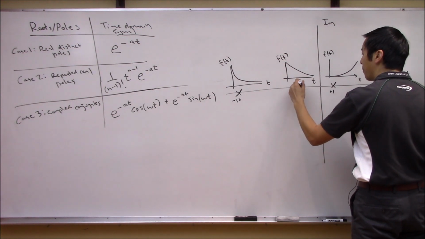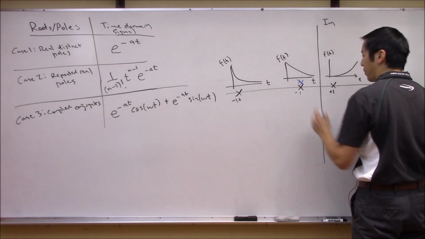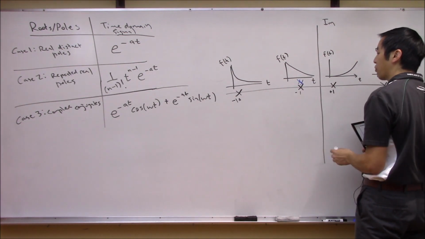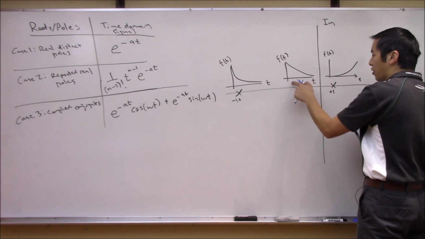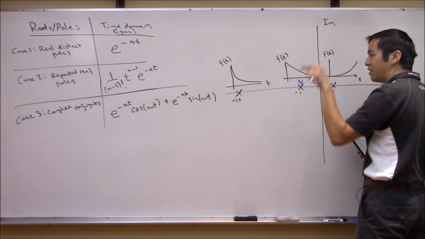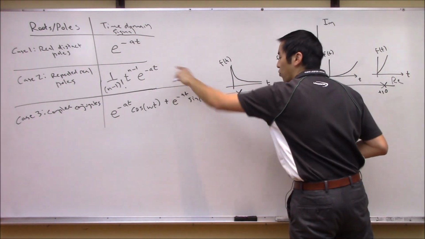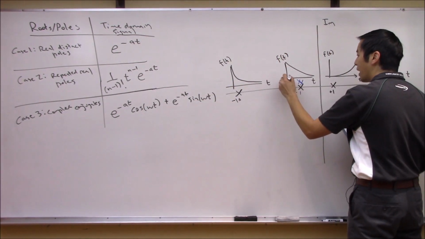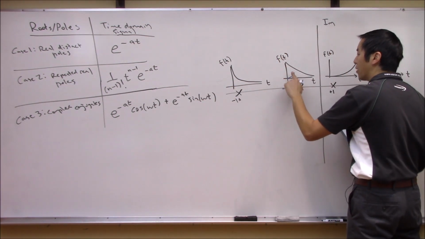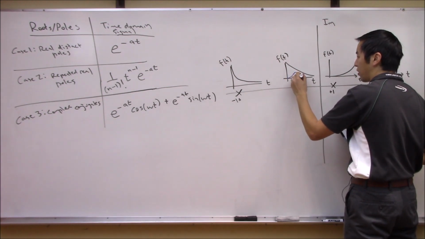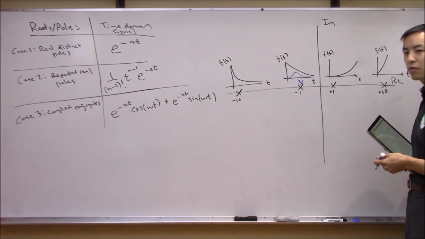So again, if you had multiple poles, let's put 2 of them here. I'm going to draw both of them over here at minus 1, right? You would end up with some term here that looked like t times e to the minus 1t. So this might look like, it starts growing and then it's going to start decaying eventually, right?